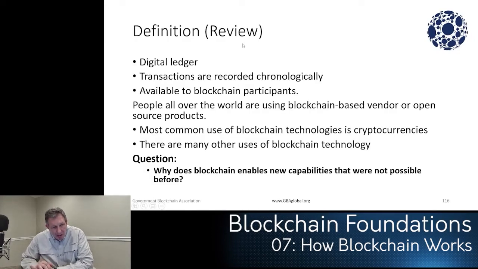Just as a little bit of a review, blockchain is a digital ledger. Transactions are recorded chronologically. They're available to the blockchain participants, which could be public or permissioned. People all over the world are using blockchain-based vendor or open source products. The most common use of blockchain technology is cryptocurrencies, and there are many other uses of blockchain technology. If we were in person, we would have a conversation about why blockchain enables some of these new capabilities that were not possible before.